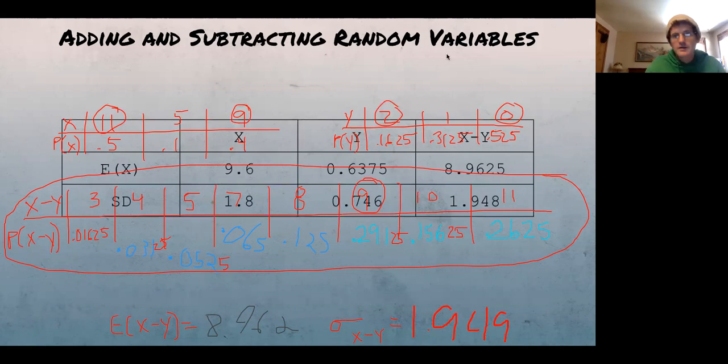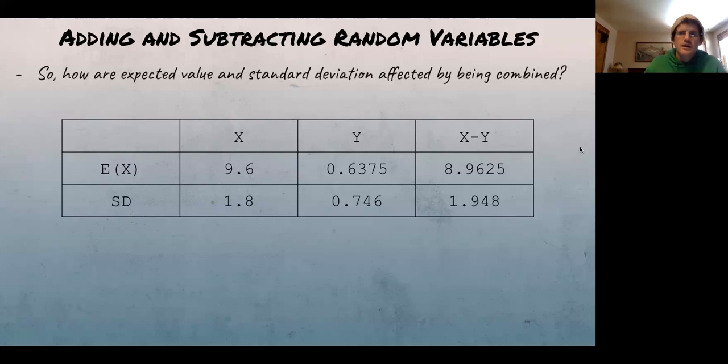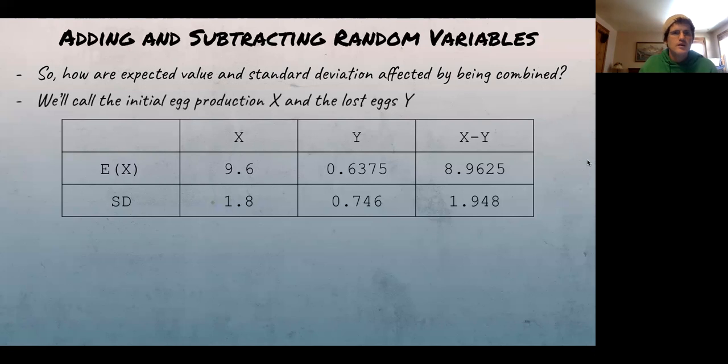All right, I'm going to clear this because you can see I already have all these numbers on the screen. Let's look at this real quick. We just combined these, and when we combine, that can mean we could add random variables together or subtract random variables. In this case, we subtracted them, but I chose subtraction here to illustrate the point. We'll call initial egg production X and lost eggs Y. That's what we did before.